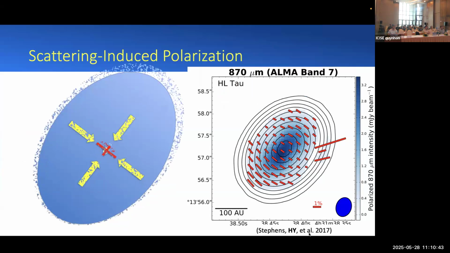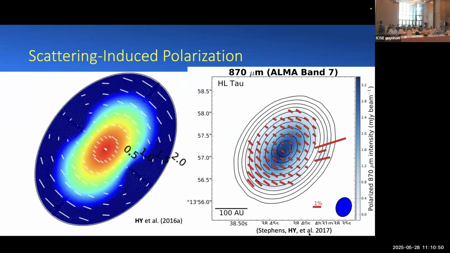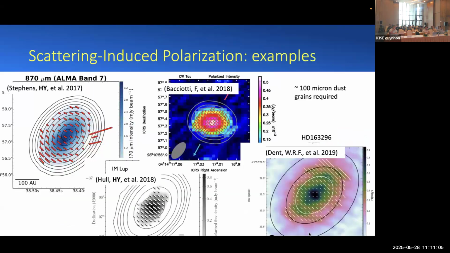When you add all of them together, you are left with some polarization along the minor axis, which applies to a large fraction of the disk. So what you're left with is a uniform polarization pattern in the disk, just coming from the scattering of thermal emission by the dust grains themselves, and because of the inclination of the system.